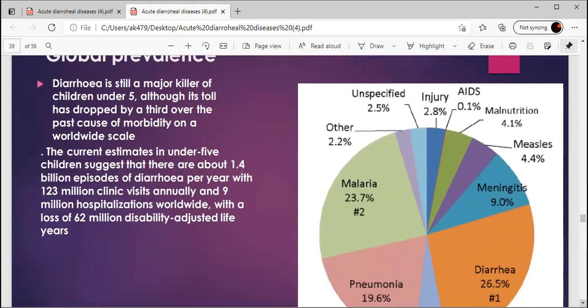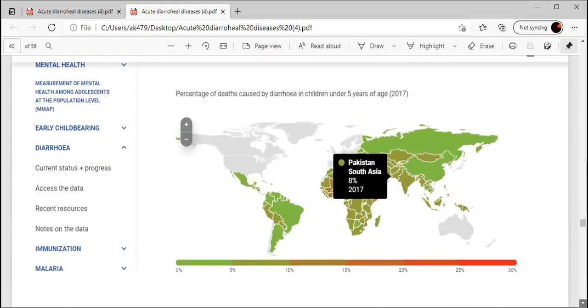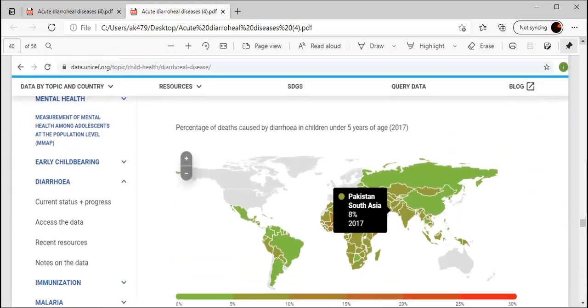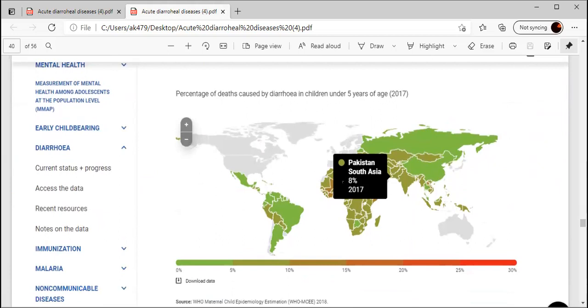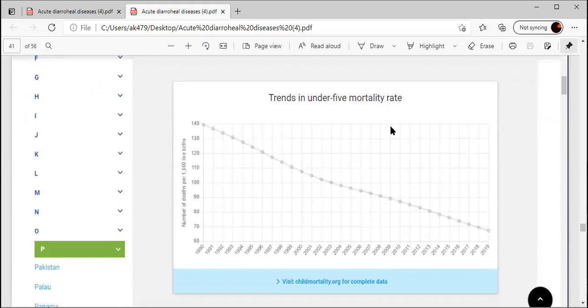Diarrhea is still a major killer of children under 5, although its toll has dropped by a third over the past years. This shows that diarrhea accounts for about 26.5% of the mortality. This data from UNICEF shows that in South Asia in 2007, approximately 8% of children under 5 years of age were dying because of diarrhea. This shows the trend in under 5 mortality rate in Pakistan, and it's constantly declining.